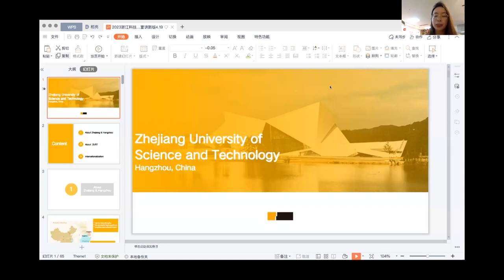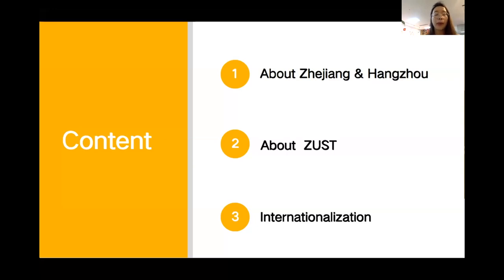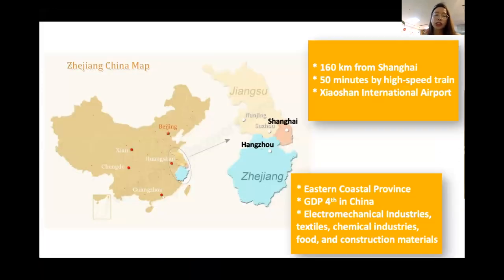And lastly, we will introduce the internationalization strategy of ZUST so that you can better understand why we are confident to invite you to study at ZUST. We'll start with the places where our school is located, then move to the school introduction, and then at last, the internationalization strategy. And Zhejiang, actually, is very near Shanghai.